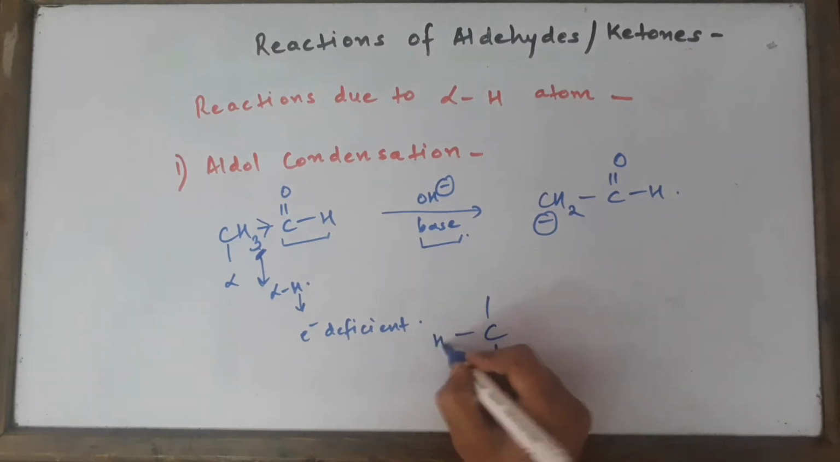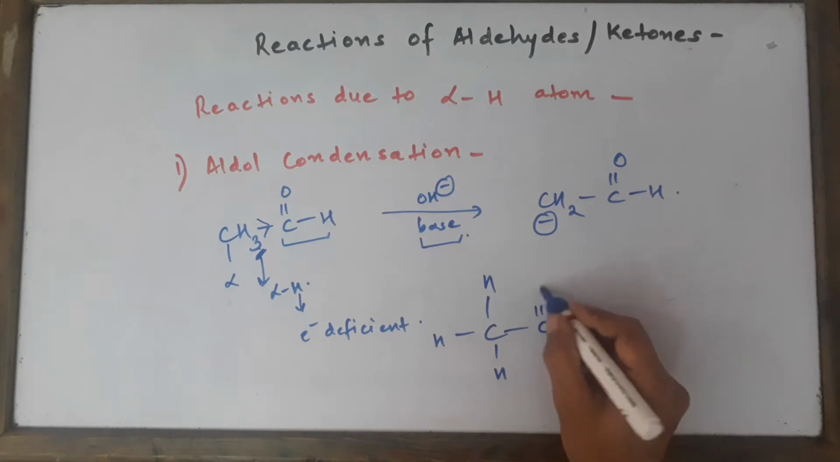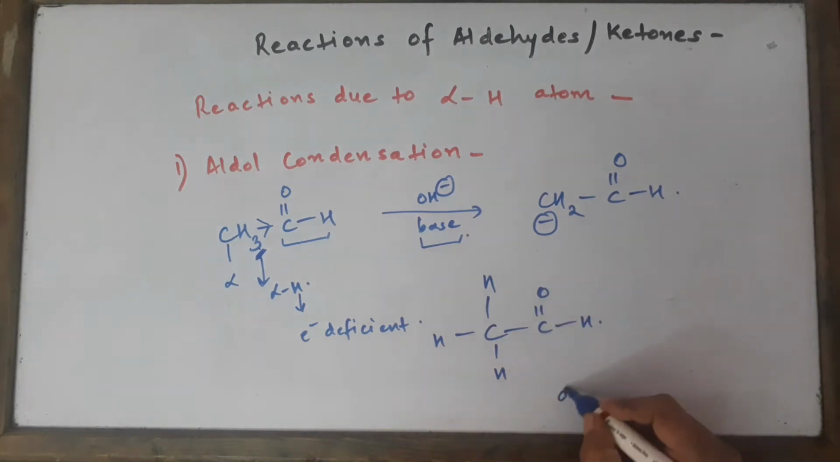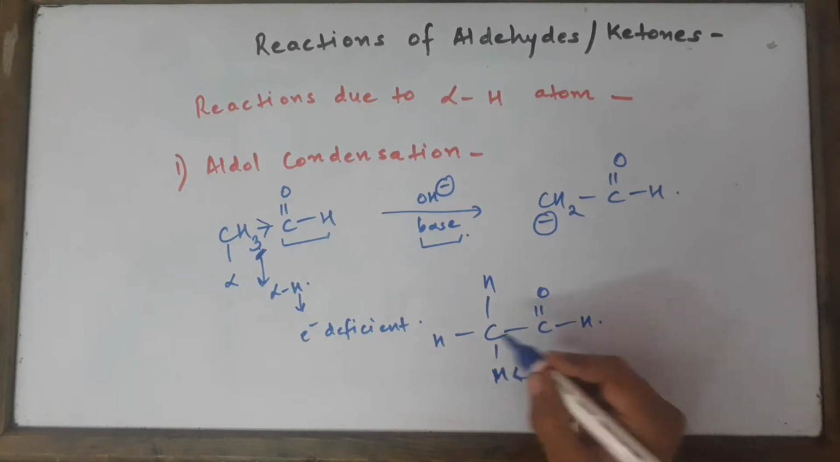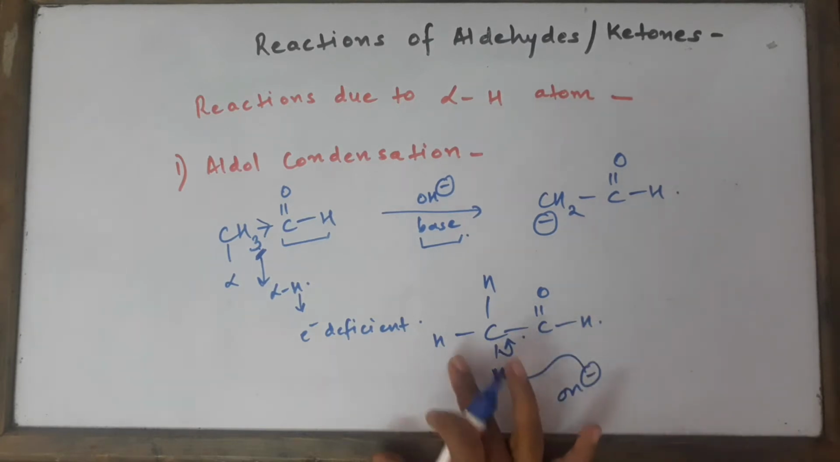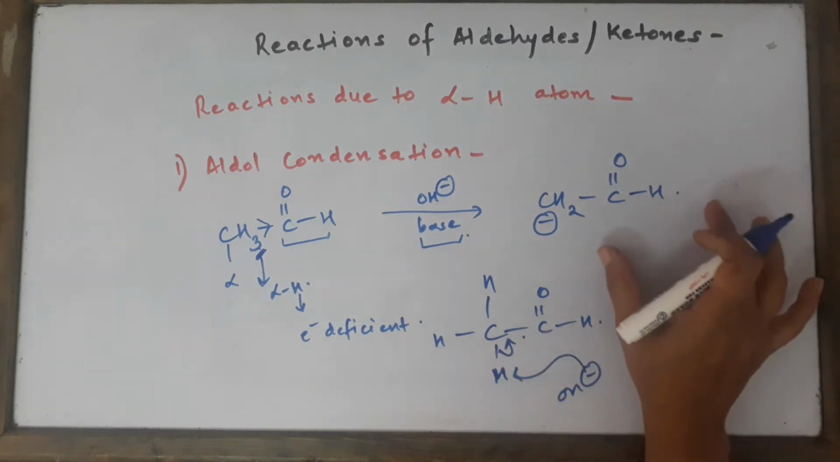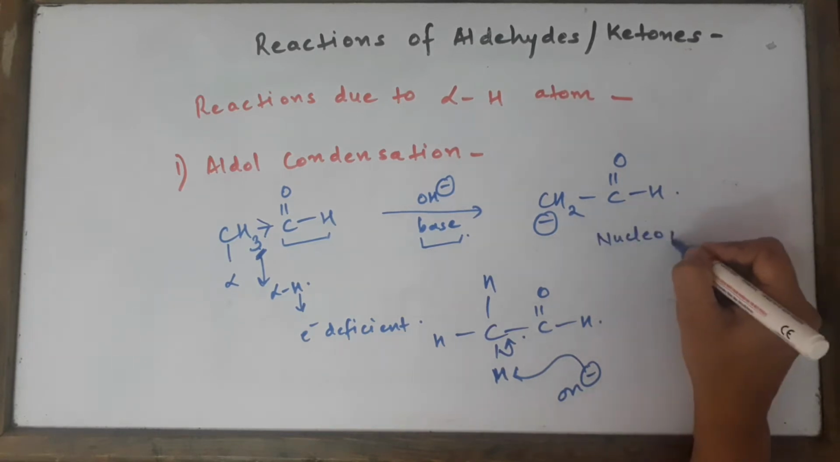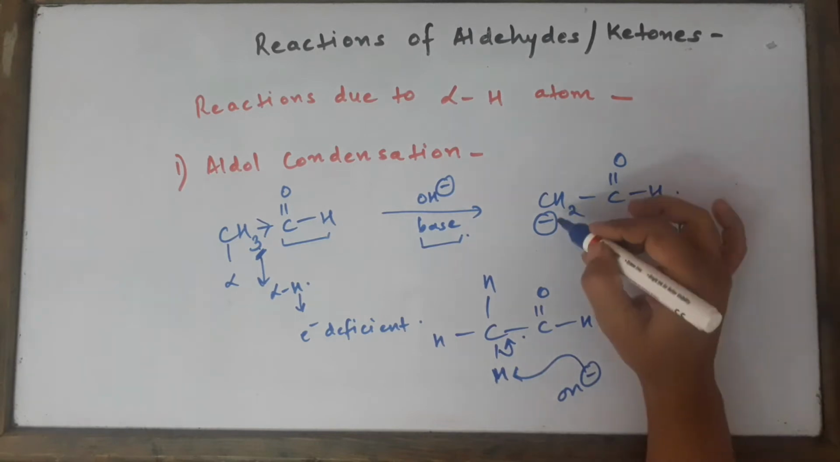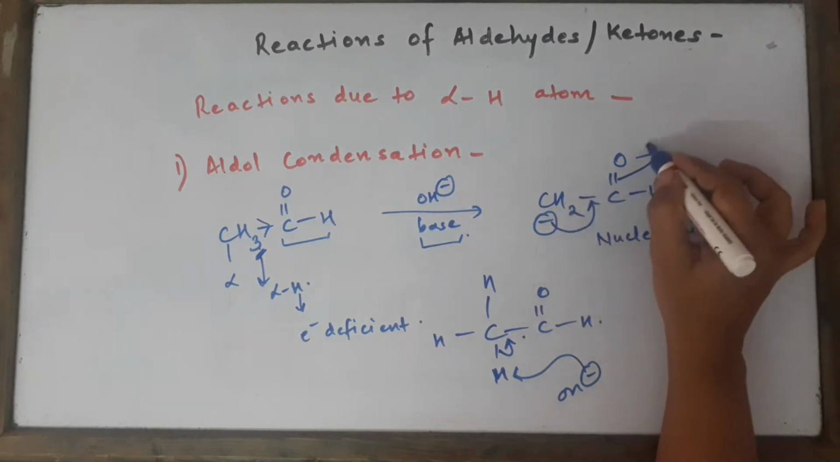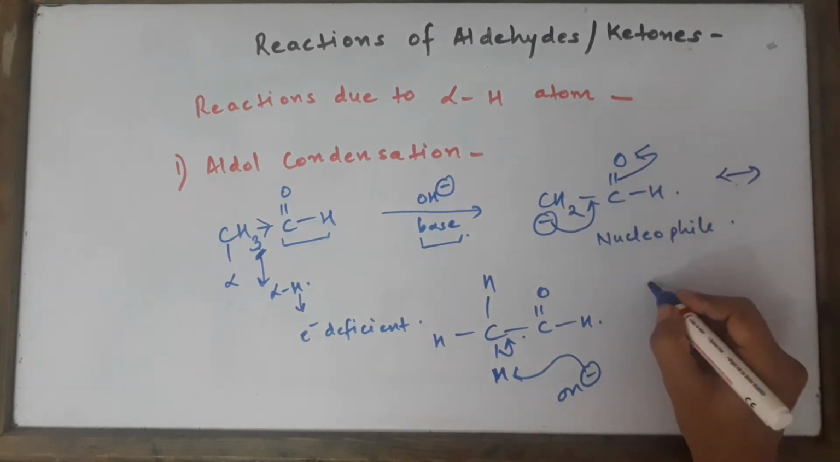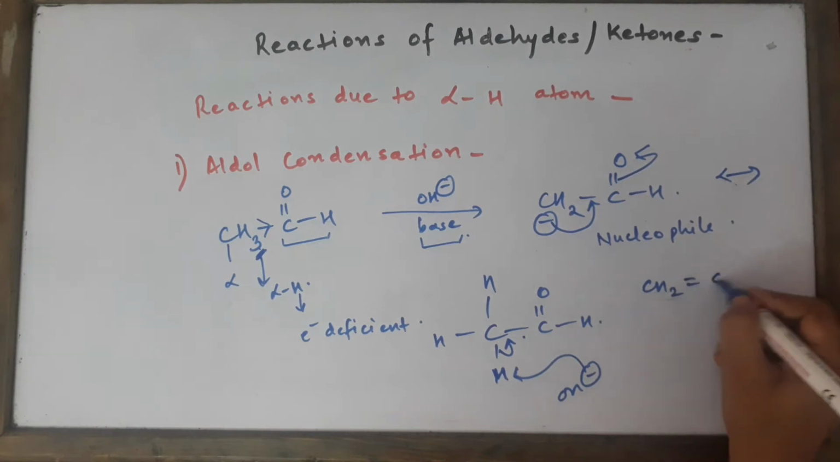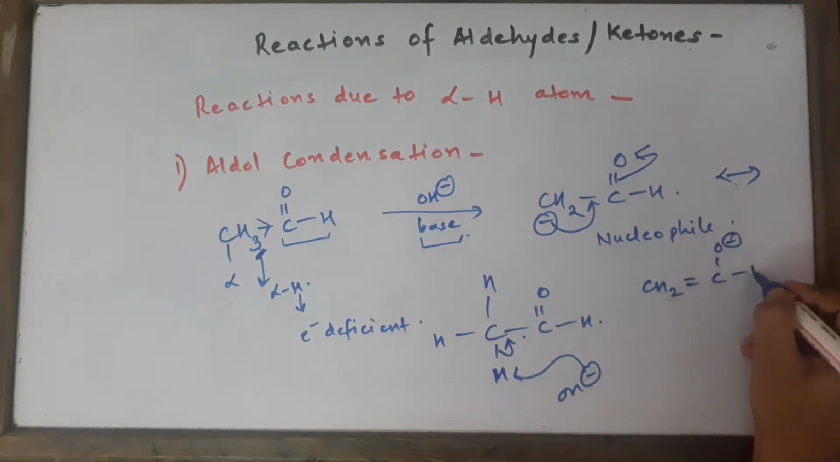Suppose we have these three hydrogen atoms over here and we have C double bond O. Naturally when the base comes, it is going to pull out this proton, and the electrons will remain at that position only. So that is how we get the formation of this nucleophile, which is quite stable, as you can see, because it can have resonance stability this way. So we can draw two resonance structures, CH2 double bond CH-O minus and the other.